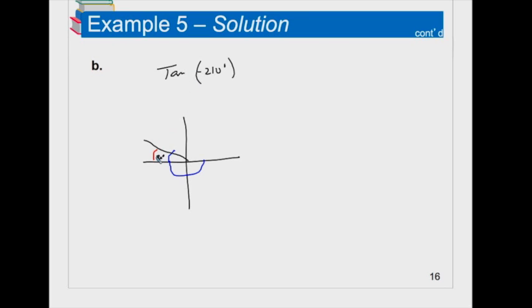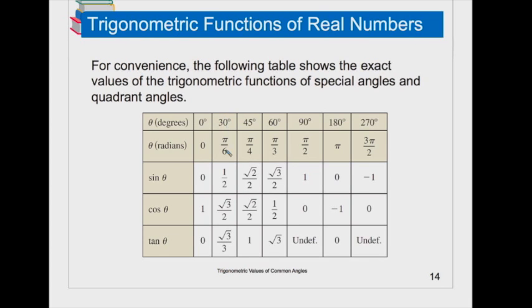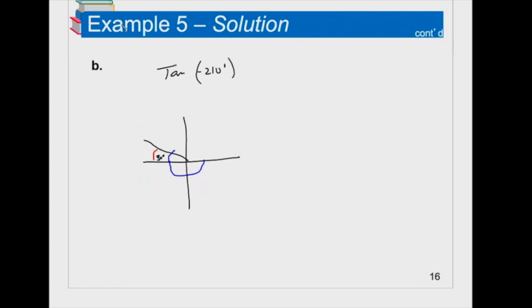Alrighty, so I'm looking for the tangent of 30 degrees. What is the tangent of 30 degrees? Let's see, do I have that on my trusty little chart over here? 30 degrees, tangent, square root of 3 over 3. So is that good enough? Square root of 3 over 3.